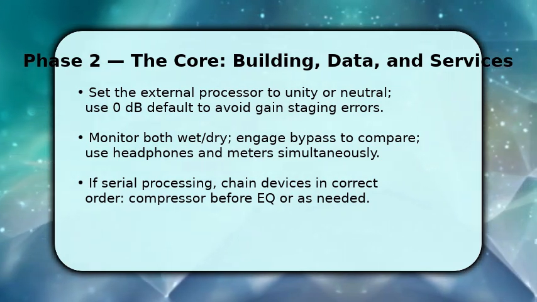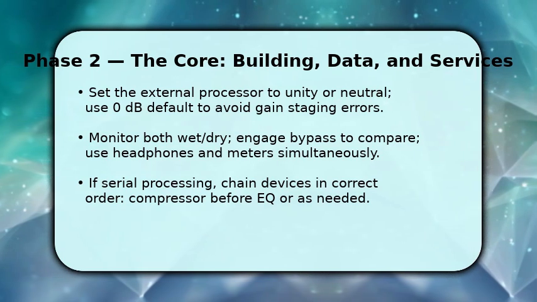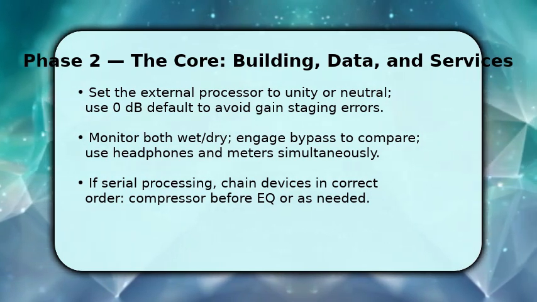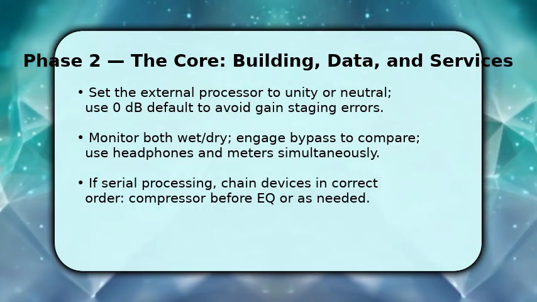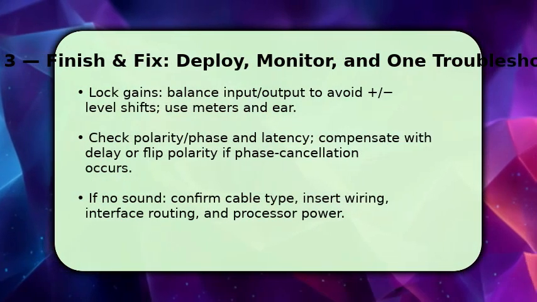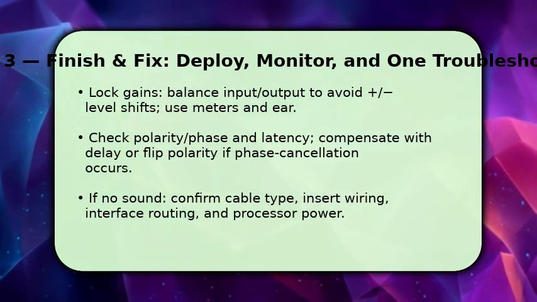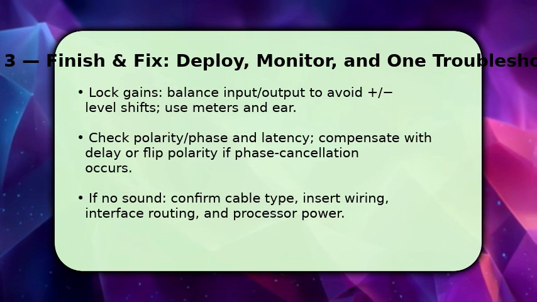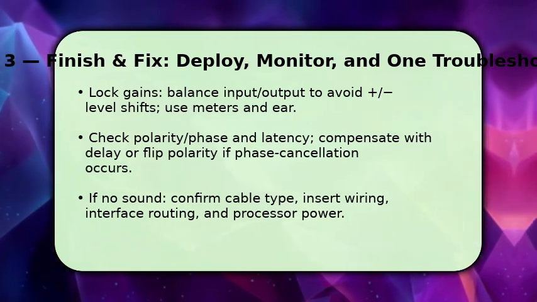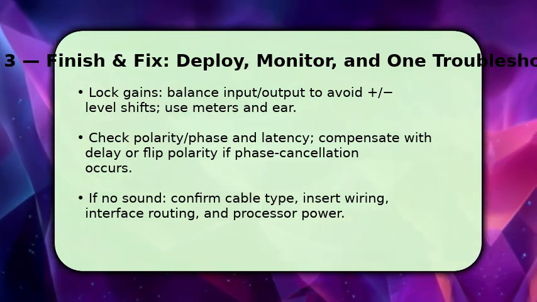If you're chaining processors, put corrective EQ before dynamics when you want cleaner compression. Reverse for creative shaping. Finish by matching the inserted signal level so the processed and bypass levels sit the same in the mix. This prevents false improvement illusions. Once levels are matched, listen in context and make small, purposeful adjustments.